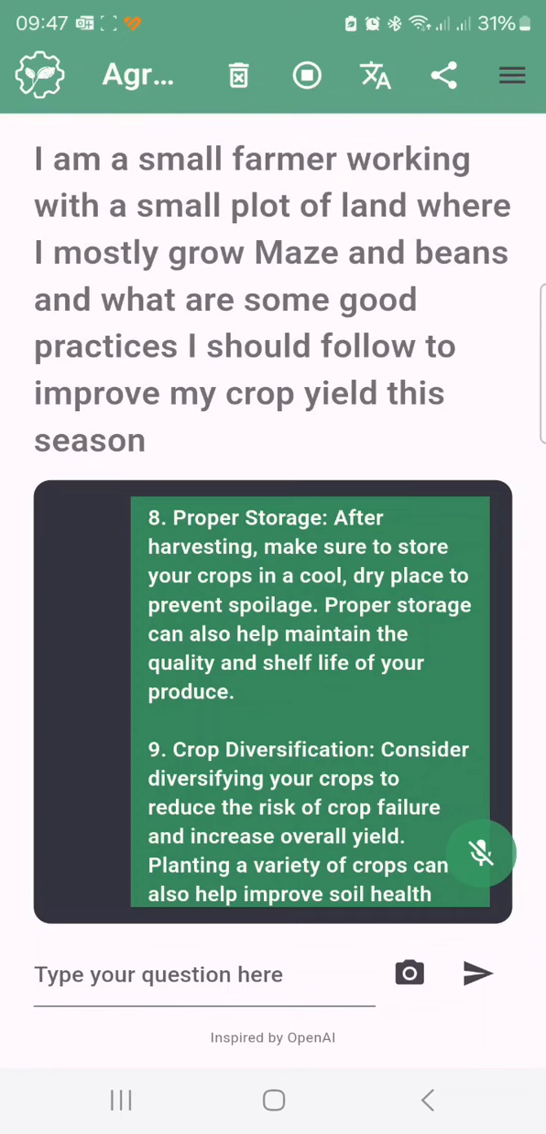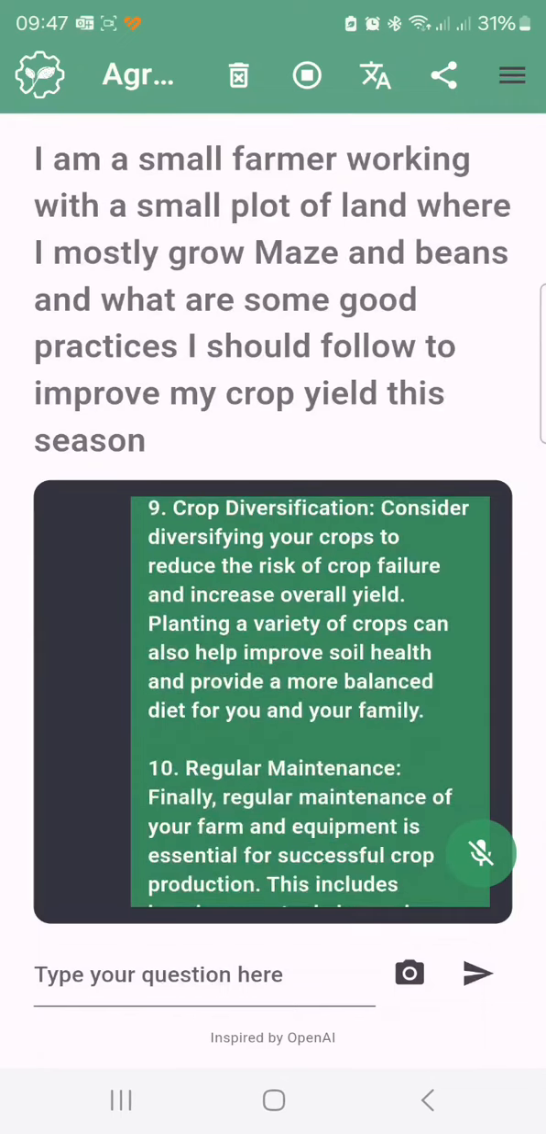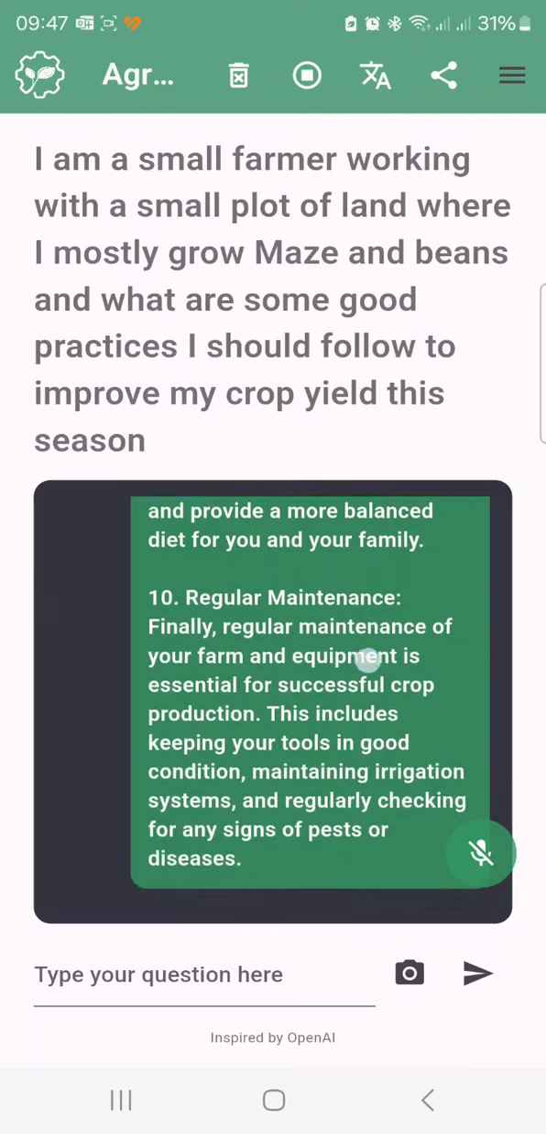9. Crop diversification. Consider diversifying your crops to reduce the risk of crop failure and increase overall yield. Planting a variety of crops can also help improve soil health and provide a more balanced diet for you and your family.